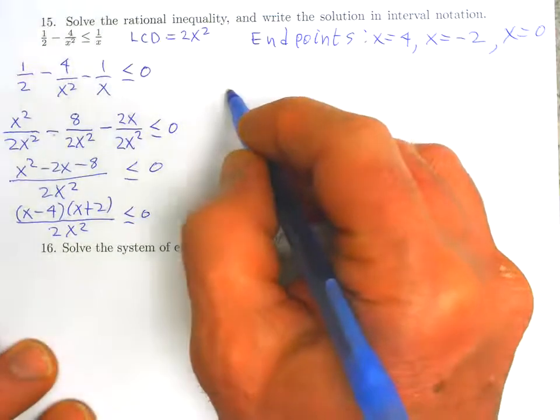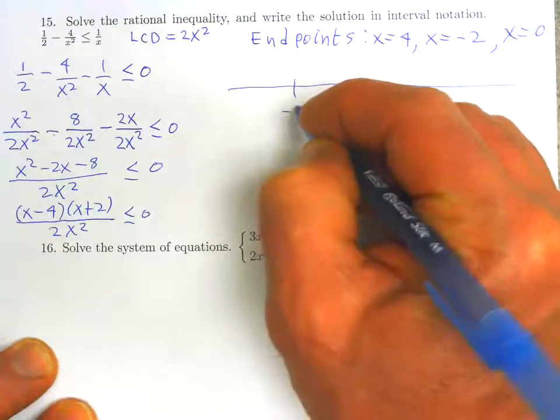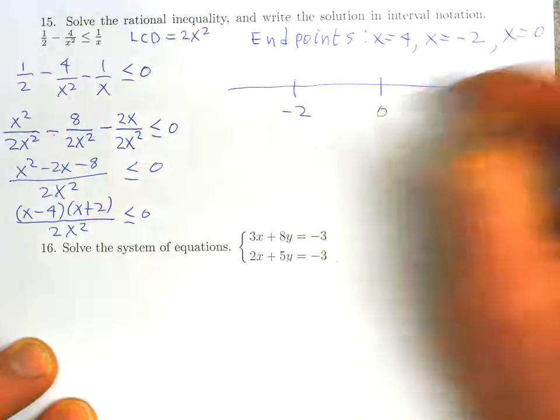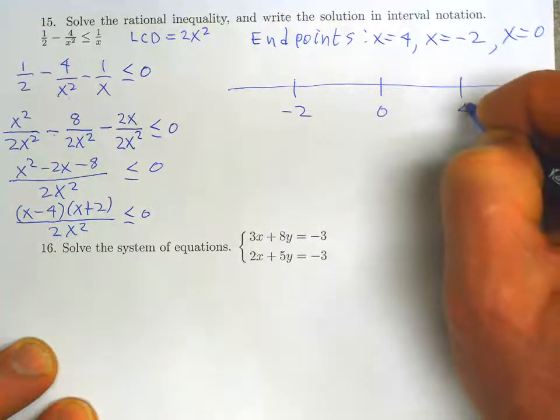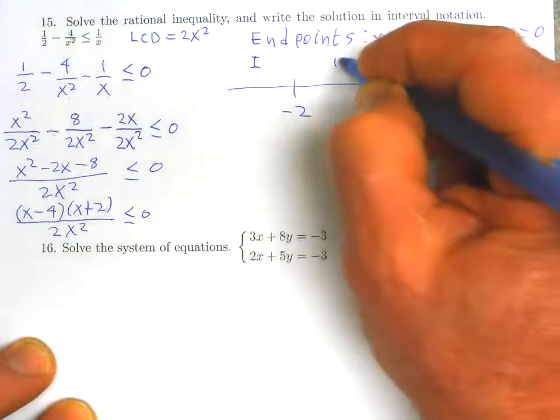So we solve this inequality. We plot the endpoints, -2, 0, and 4. So we have 4 intervals to test.